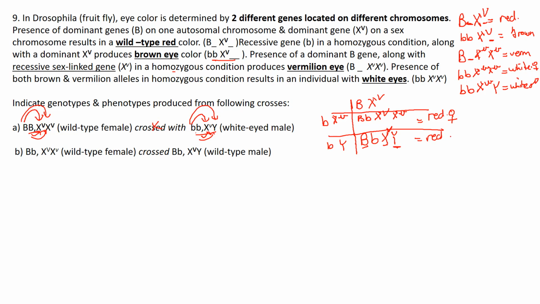But if there's a Y present, we know it's going to be a red male. And that's our question. 1 to 1 ratio, 1 being red female, 1 being red male.